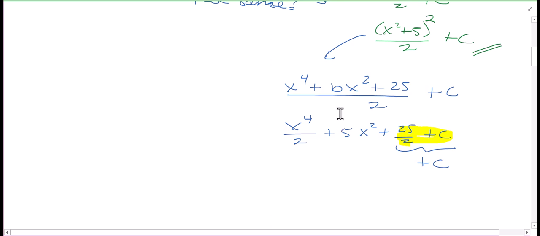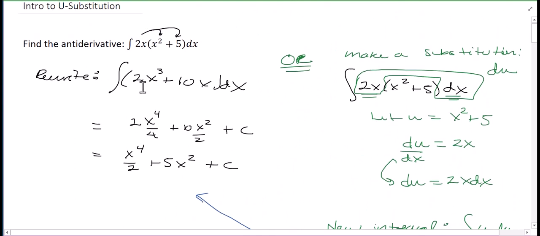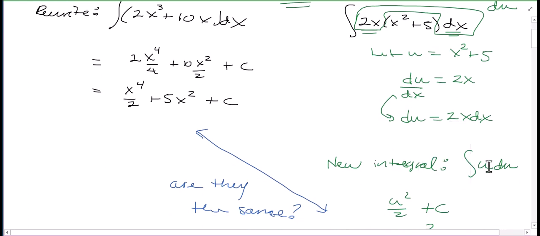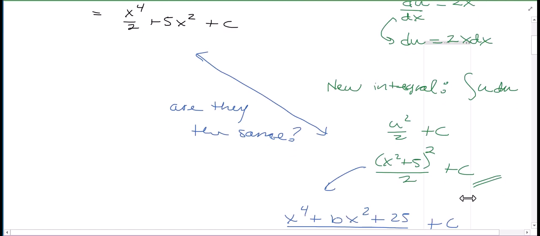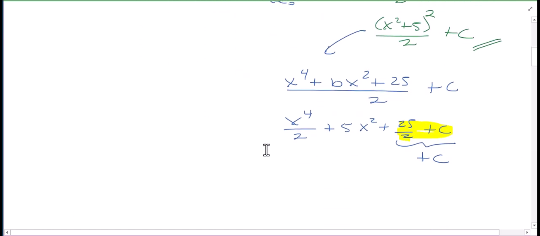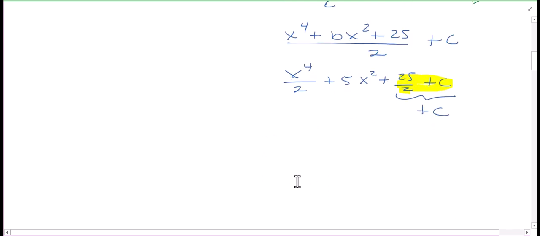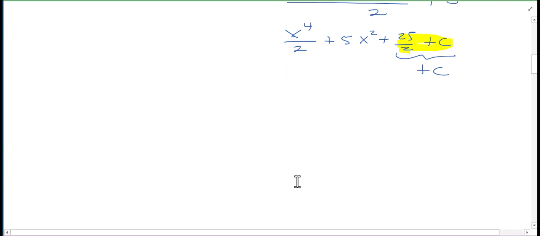So you can see how rewriting it and doing the distributive property, I get the same answer as when I change the variable and make it into a simpler integral, and then I can find the answer. The key here is going back to x's at the end, and so we get this exact same answer. So let's try another example.